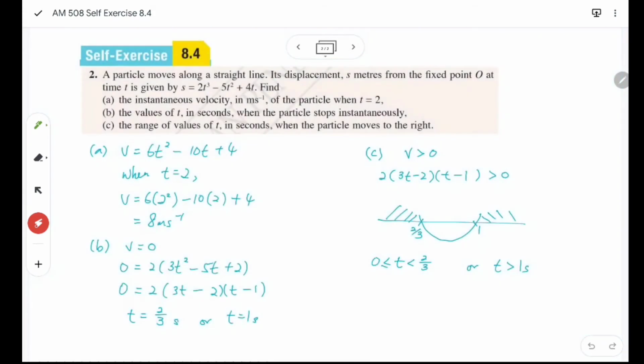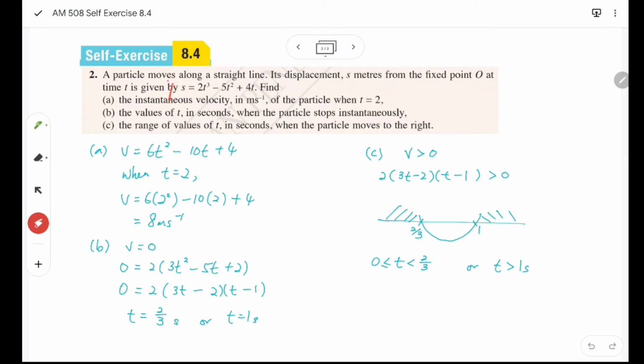Question number 2. A particle moves along a straight line. Its displacement s meter from a fixed point O at time t is given by s equals 2t cubed minus 5t squared plus 4t. Find A, the instantaneous velocity in meter per second of the particle when t equals 2.